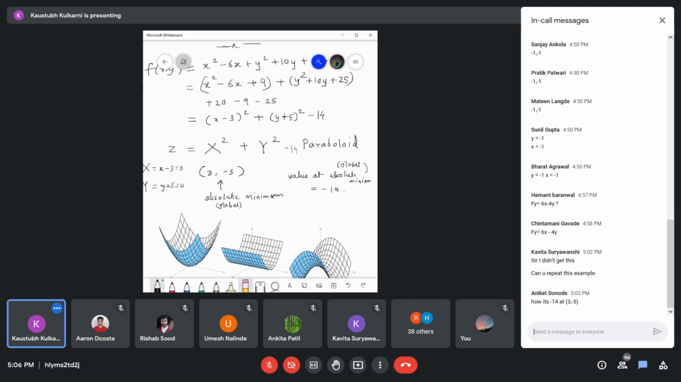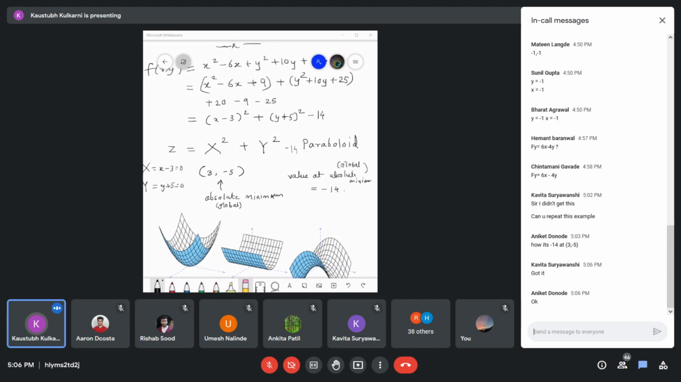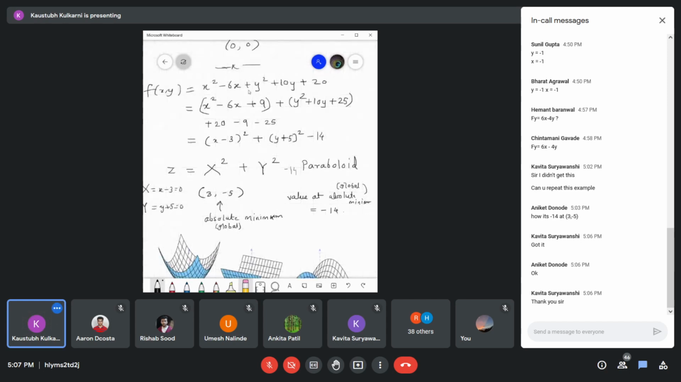Okay, did you get now how it is minus 14? Because even if you substitute in this equation, you will also get minus 14. Basically at x equal to 3, this term will vanish. At x equal to 3 and y equal to minus 5, you substitute here, these terms will vanish and there will be only minus 14 left, which will be the value if you substitute it in the function. Okay.